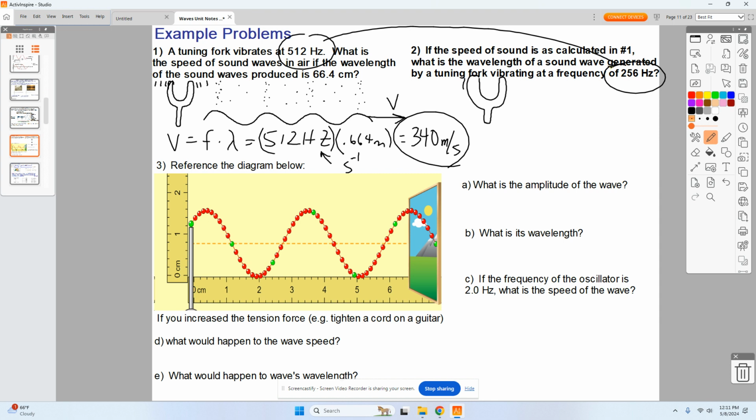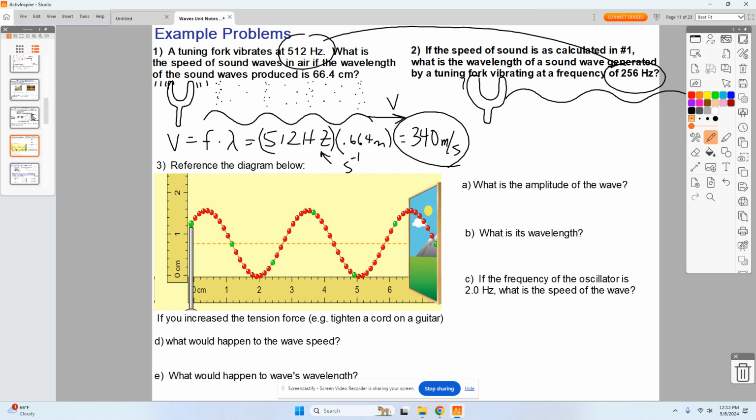Now, you don't have to do a lot of fancy math. The idea behind that is that speed is a constant, 340 meters per second. That lower frequency is going to produce a longer wave. And that's simply because the frequency and the wavelengths are related to that wave speed.